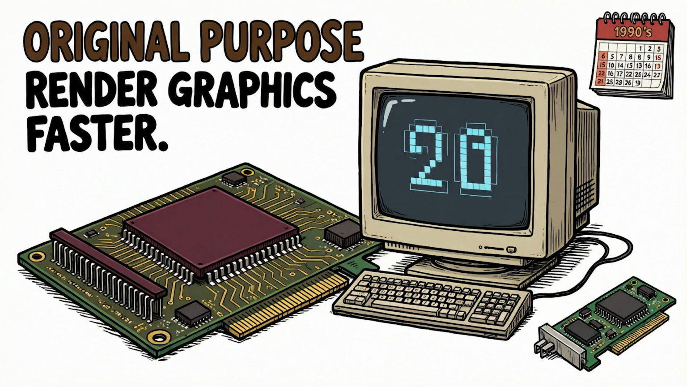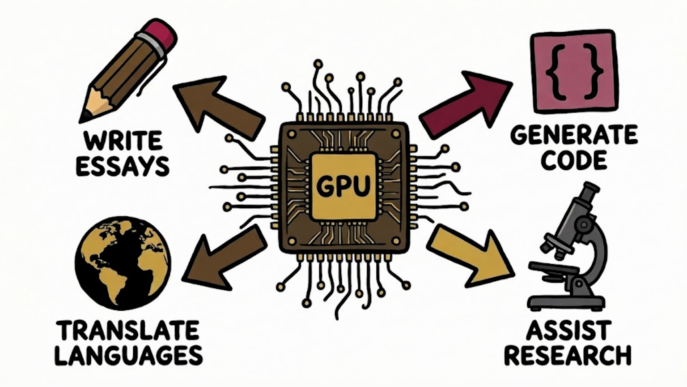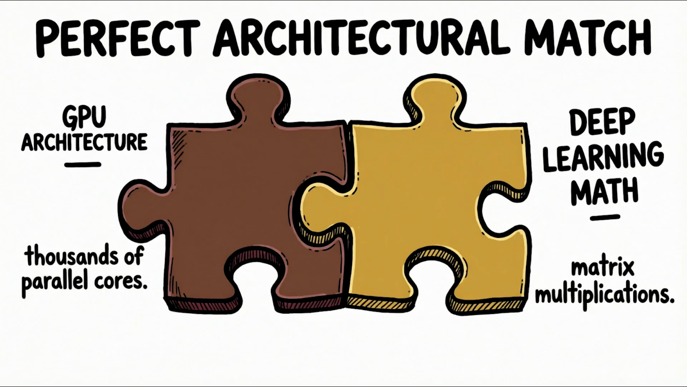In conclusion, when GPUs were first introduced, their purpose was simply to render graphics faster. No one imagined that the same hardware would one day power language models capable of writing essays, generating code, translating languages, and assisting scientific research. GPUs didn't become the foundation for AI simply because they are faster than CPUs. They became indispensable because of their architecture, which is almost perfectly matched to the mathematics of deep learning.